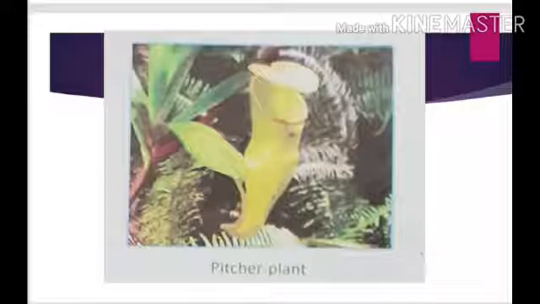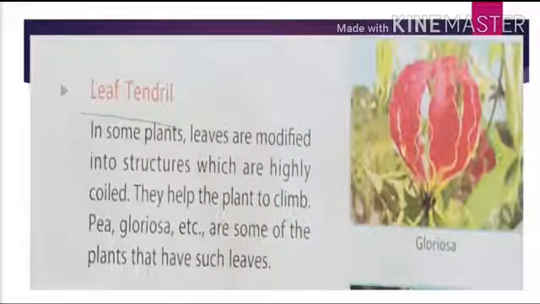Now, the third modification, leaf tendril. In some plants, leaves are modified into structures which are highly coiled. They help the plant to climb.